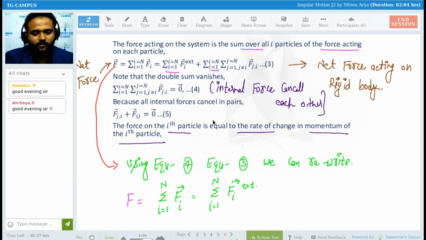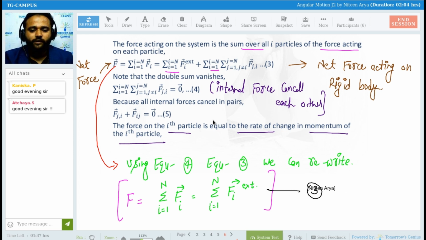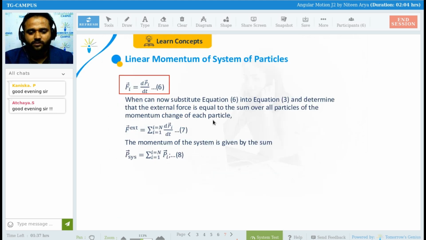So this is my new third equation now. What we are going to stick on the next page. We can now substitute equation number 6 into equation number 3 and determine that the external force is equal to the sum over all particles of the momentum change of each particle. So F external is the sum of dp_i by dt, and that is the momentum of a system.